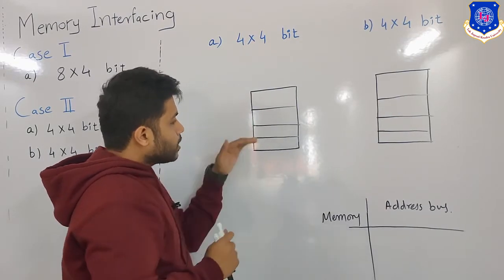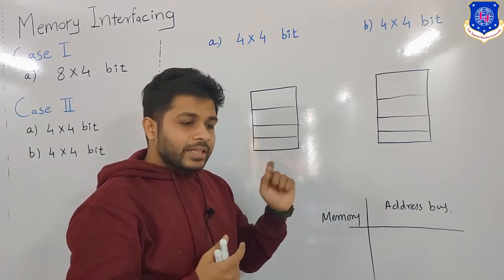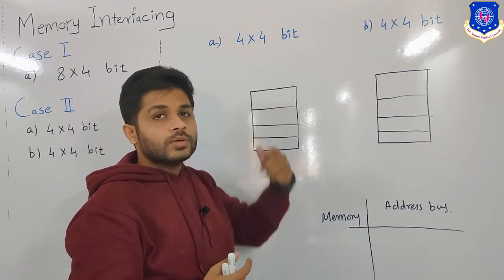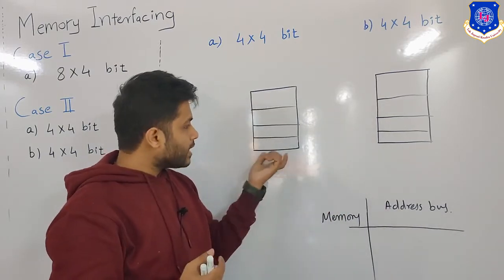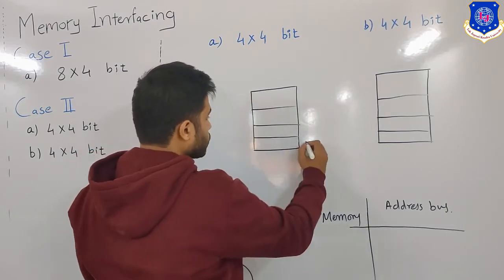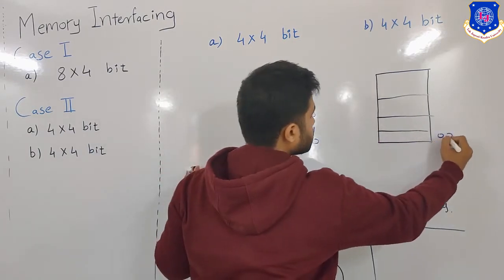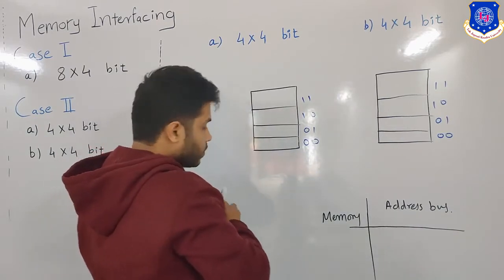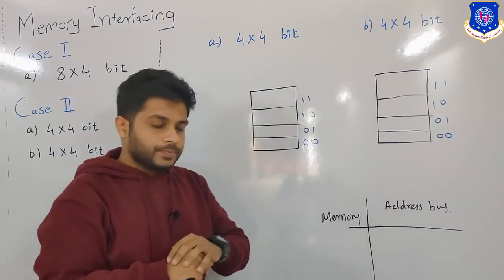Now we also know that if one memory has 4 locations, then 2^2 equals 4, so the length of one location's address will be 2 bits. So it will be 00, 01, 10 and 11. Okay, so we have drawn all the locations and we have provided the addresses.